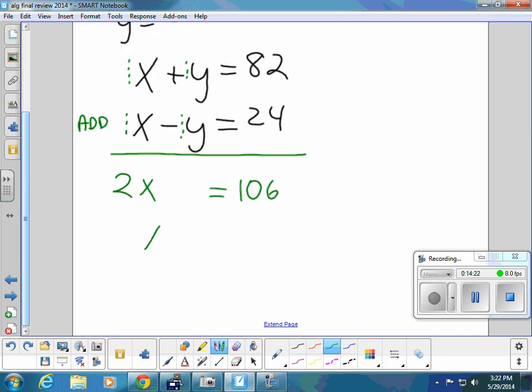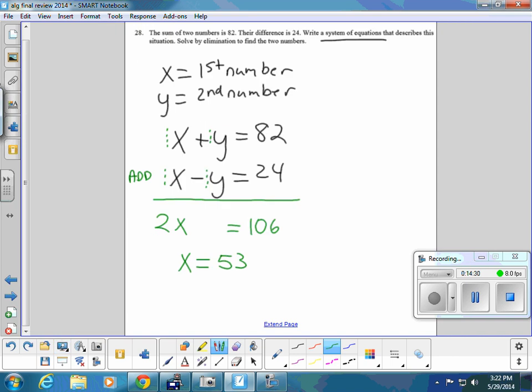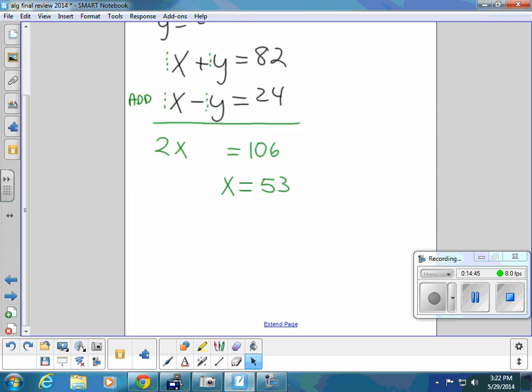Okay, and then just to get our answer, we can just divide by 2 when we get x equals 53. Now, you're not done yet. You still need to find out what y is. Well, we can do that and do the check at the same time. So if we get y for both equations to be the same, we've checked our work.